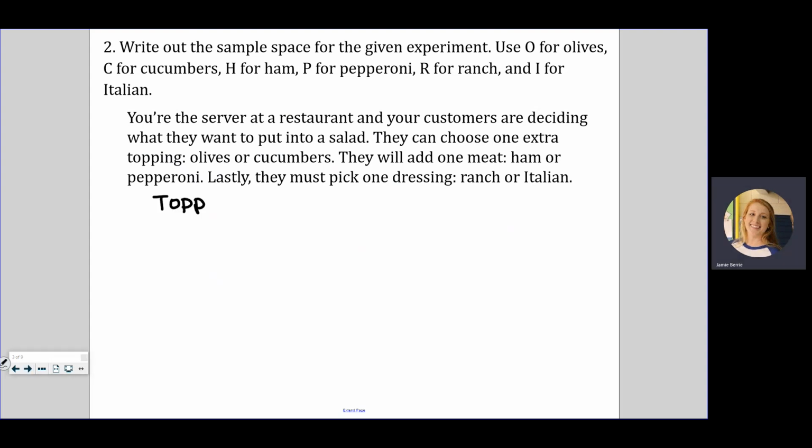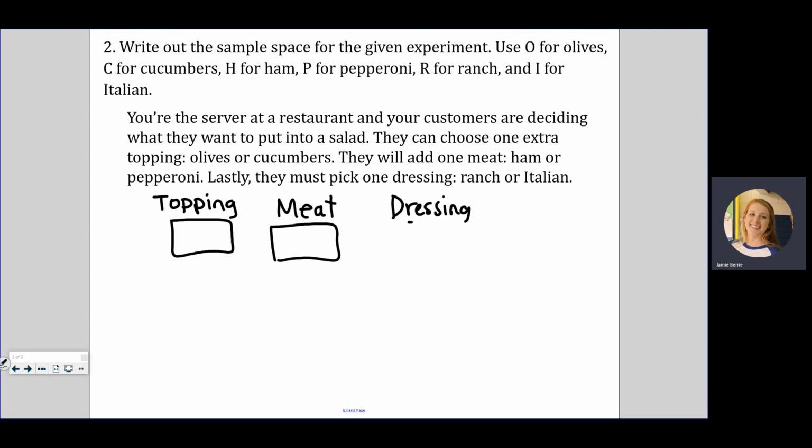So we have topping, that's 1 choice. Then we have meat, that's another choice, and then dressing. How many options do we have for toppings? 2. For meat, 2. And dressing? 2. So 2 for each. So we should have how many outcomes total? 8, good. 2 times 2 times 2 is 8.